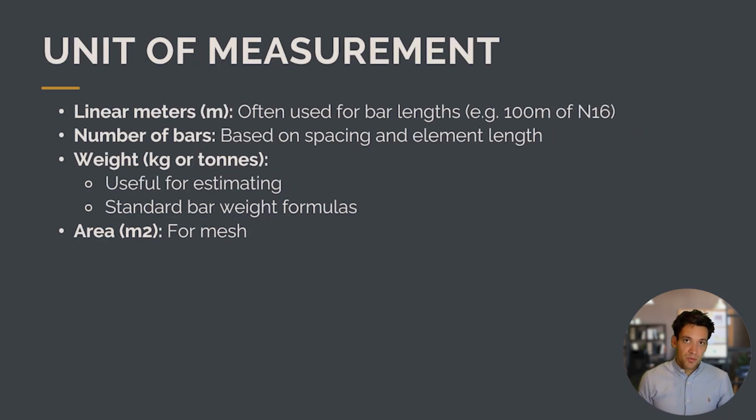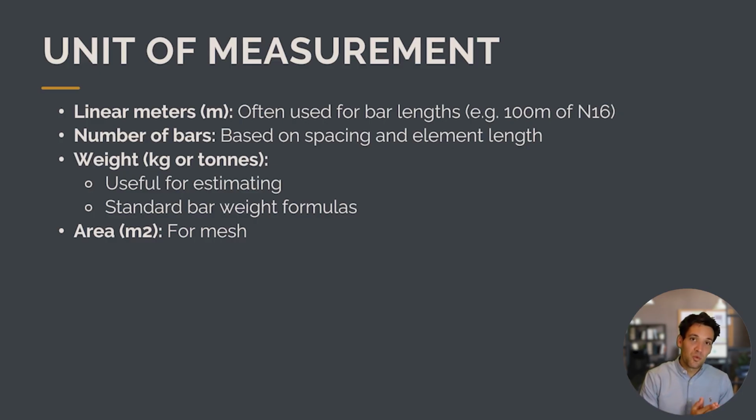So what units of measurements would we be using? Well, we've got linear meters, which is used when we're ordering bars. So for example, 100 meters of N16 bar. We'd have the actual number of bars. So this is where the bars come in prefabricated lengths. So typical would be 3 or 6 meters. And then we just get the number of bars.